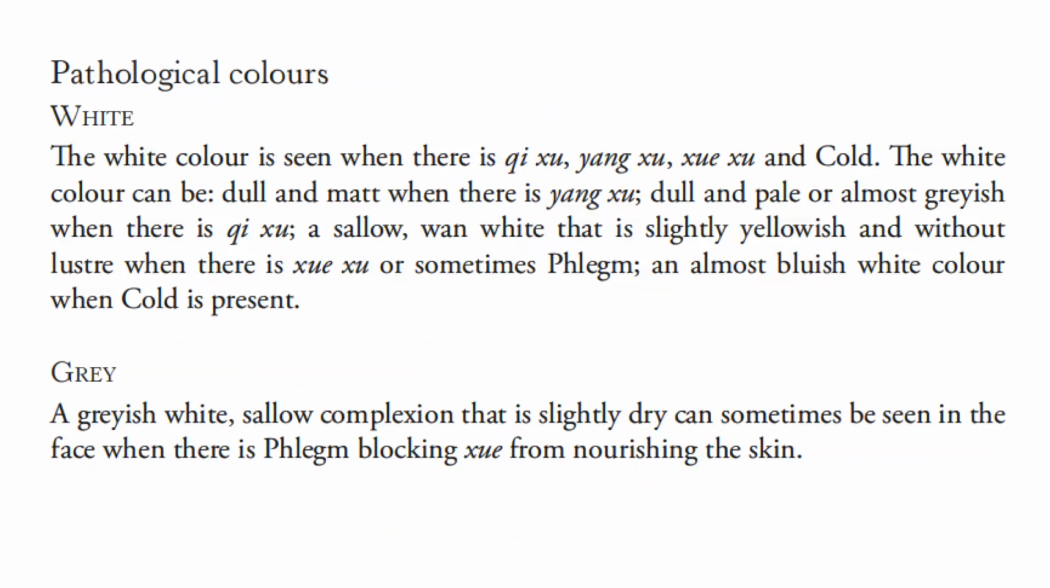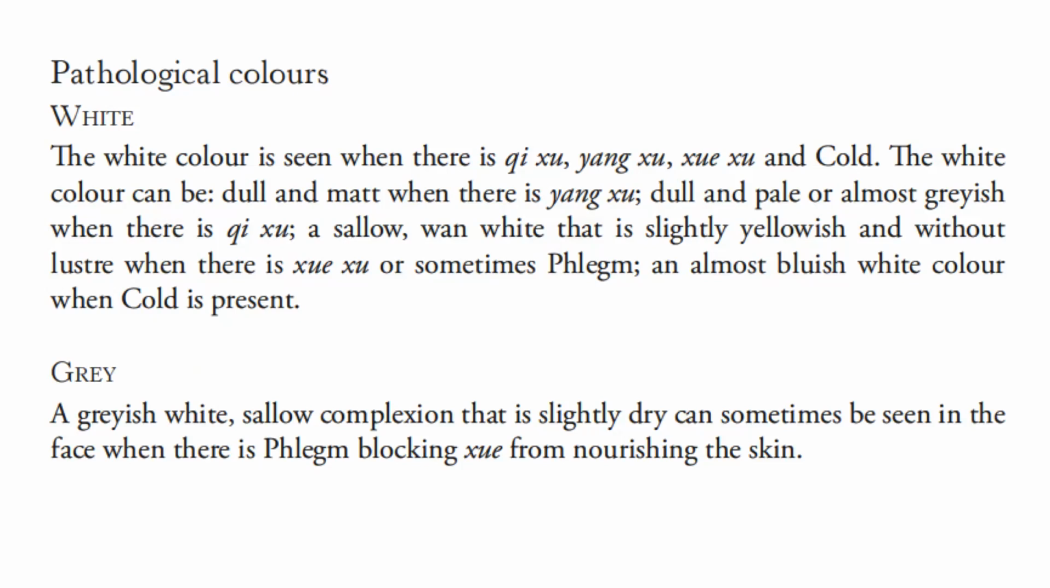The white color can be dull and matte when there is yang deficiency, dull and pale or almost grayish when there is qi deficiency, a sallow wan white that is slightly yellowish and without luster when it is blood deficiency or sometimes phlegm, and an almost bluish white color when cold is present.